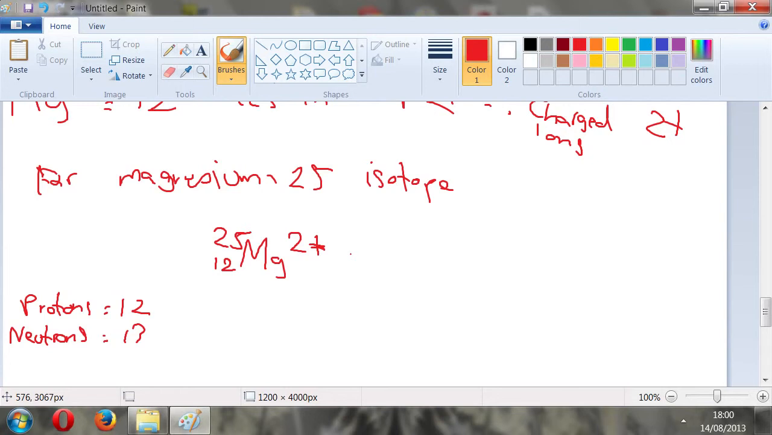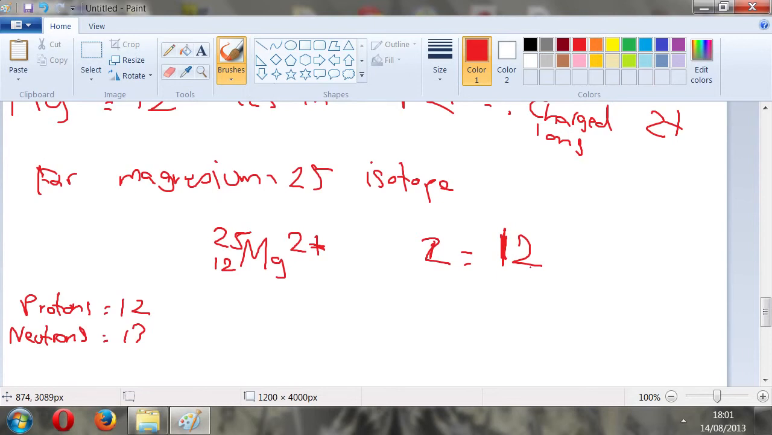So the charge is 2 plus. I'm probably going to do more of these as well, actually. What we need to do is take the atomic number Z, which as we've mentioned is 12 because that's the number of protons as well. And for a neutral atom that would be the number of electrons, but this is not neutral. We've got a positive ion here.